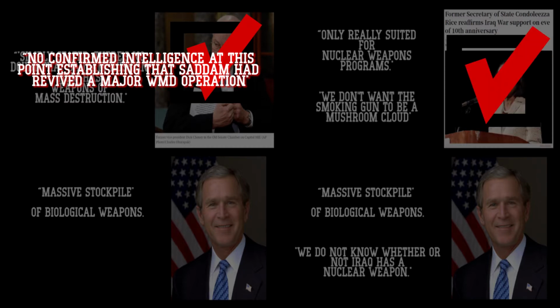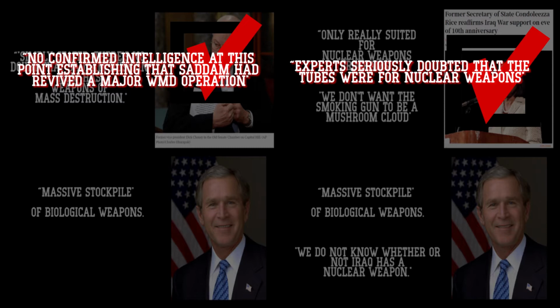For this claim, almost a year before, Ms. Rice's staff had been told that the government's foremost nuclear experts seriously doubted that the tubes were for nuclear weapons, that it is very possible the tubes were for non-nuclear purposes, but that it was very likely they were too. The experts at the Energy Department believed the tubes were likely intended for small artillery rockets. So, the claim that the aluminum tubes were only really suited for nuclear weapons is just false.